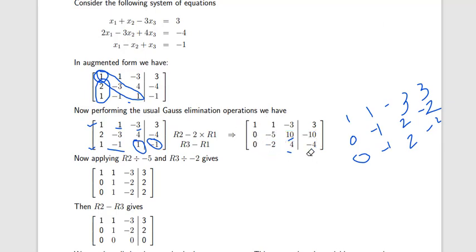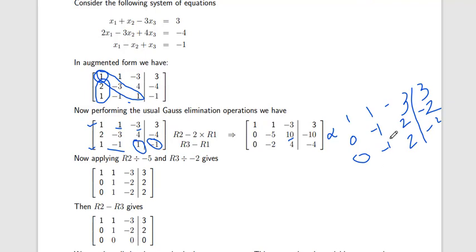If this operation is not possible, then you can also take another option like r2 minus 2 r1. Meaning you can take any row operation you want, but we want an upper triangle matrix. Here the value will become 0. Okay, so this matrix we will get.